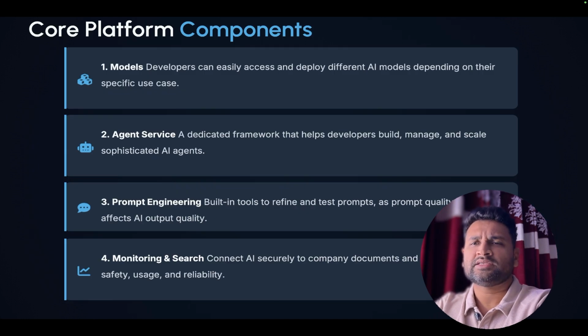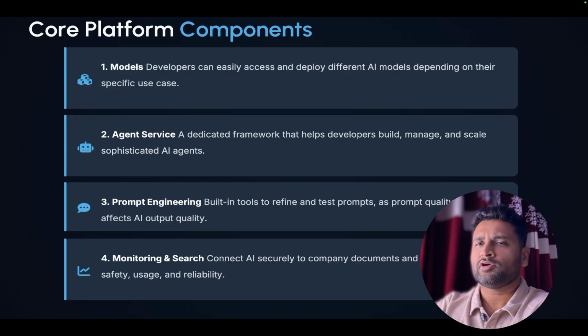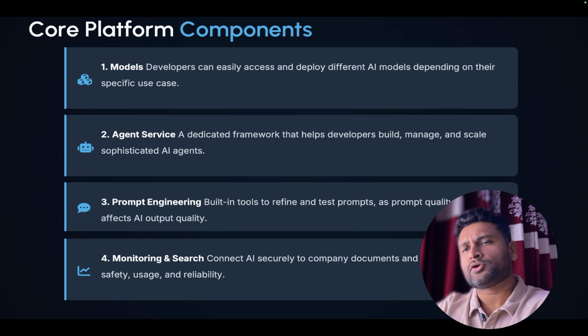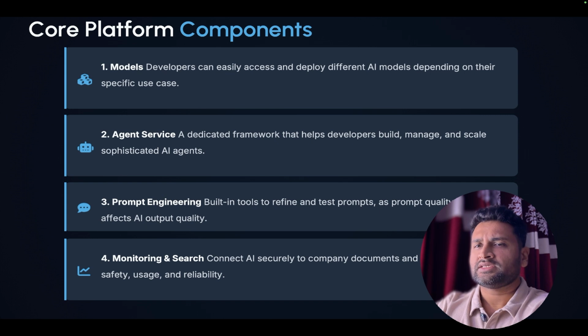Now let's understand the major components. First, models. Developers can access different AI models depending on their use case. Second, AI services. This helps build and scale AI agents. Third, prompt engineering. Prompt quality directly affects AI output quality. Fourth, search. AI can connect to company documents and knowledge. Finally, monitoring. Organizations can track performance, safety, usage, and reliability. These capabilities together create enterprise AI applications.